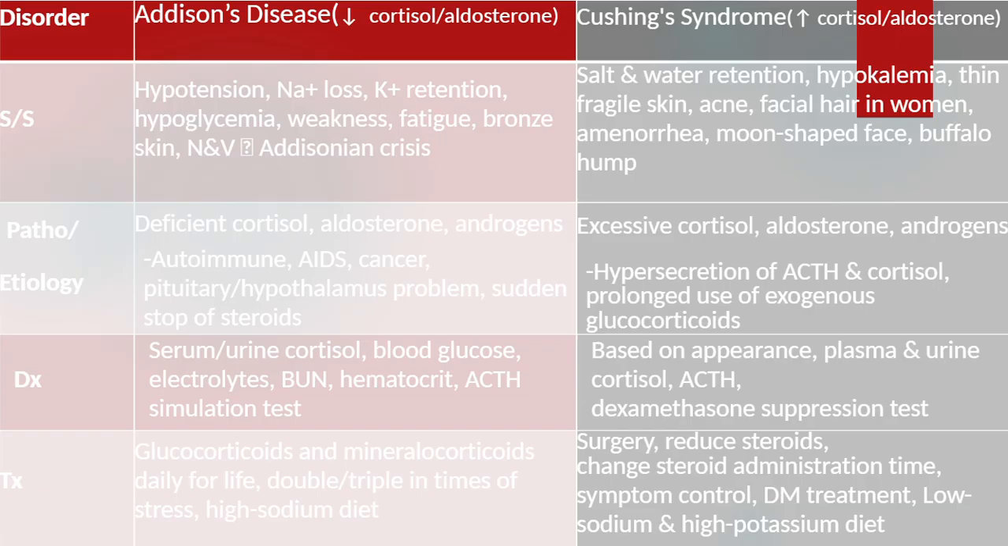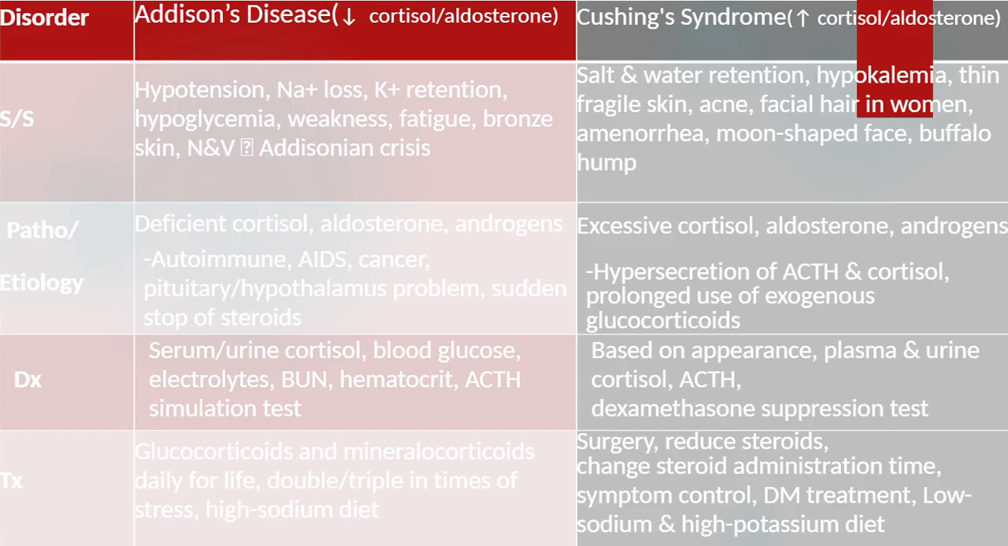When these hormones are low, the body cannot respond appropriately to stress, maintain adequate blood pressure, or regulate electrolytes. In primary Addison's disease, the adrenal glands themselves are damaged and cannot function normally. The most common cause is autoimmune destruction of the adrenal cortex. Other causes include tuberculosis, fungal infections, cancer, AIDS, and complications following bilateral adrenalectomy.